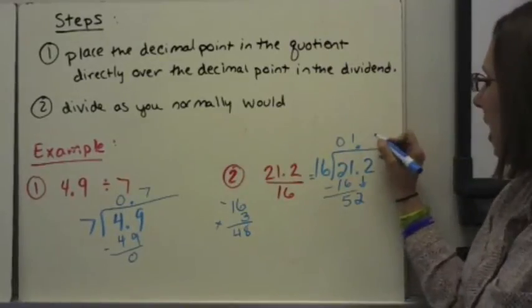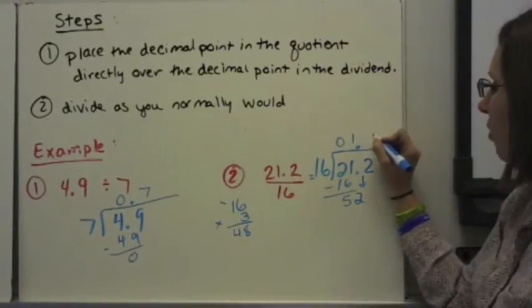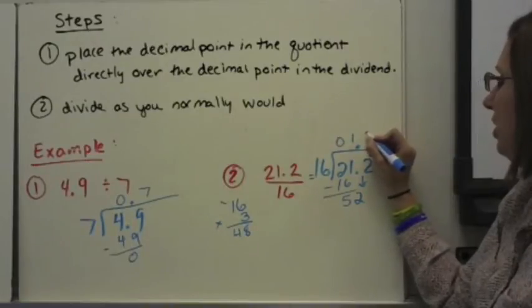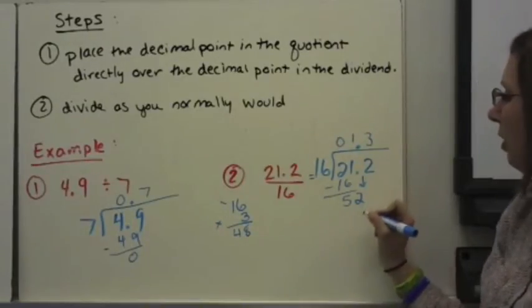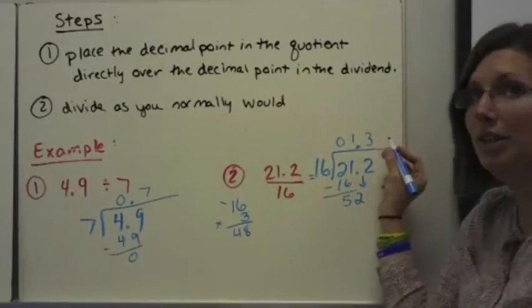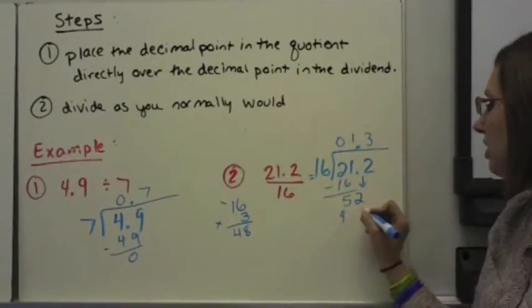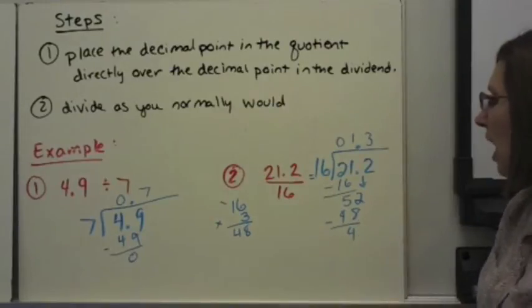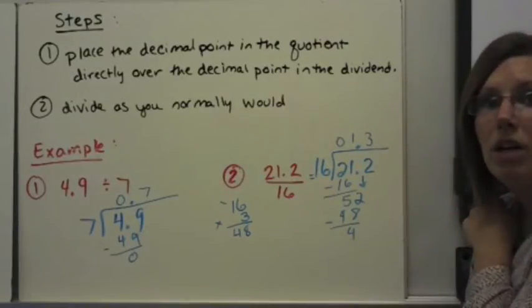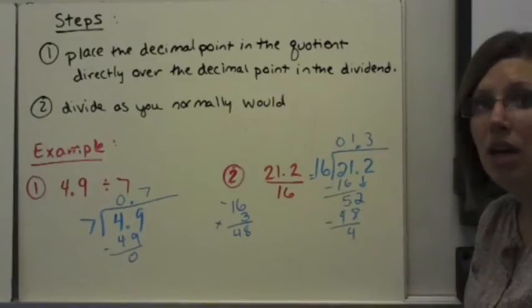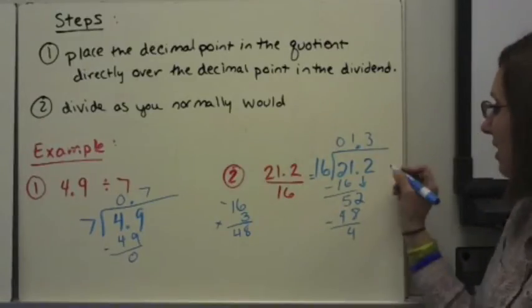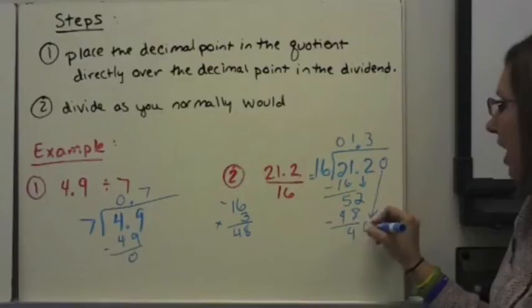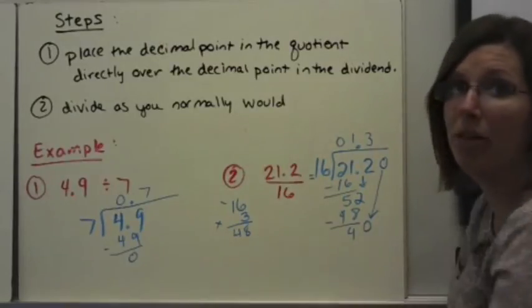I think that's going to be a good match because I can't squeeze any more sets of 16 into 52 without going over. So I'm going to put 3 up here, and I know that 3 times 16 is 48 because I just did the math. When I subtract, I get 4 left over. I've got no more numbers here, but I'm going to have to keep going because I cannot stop with a remainder. I've got to go until I get 0, just like my other problem.